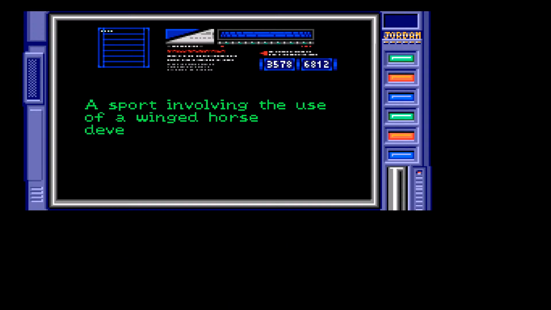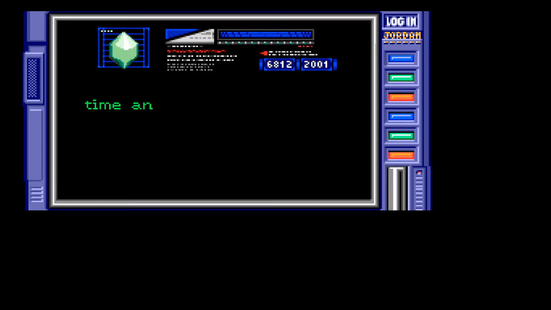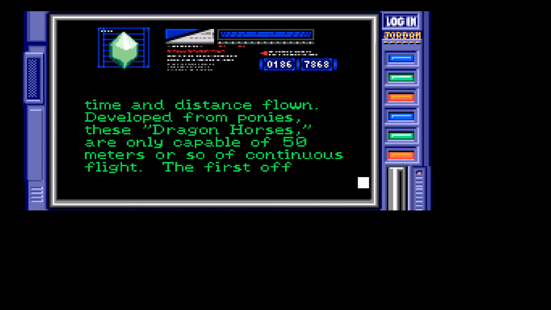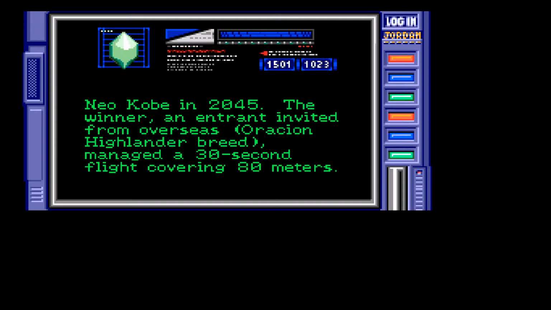Dragon horse. A sport involving the use of a winged horse developed through bioengineering. Originally popular among the British upper class, participants compete for the longest time and distance flown. Developed from ponies, these dragon horses are only capable of 50 meters or so of continuous flight. The first official competition took place in Nyokobe in 2045. The winner, an entrant invited from overseas, Eurasian Highlander breed, managed a 30-second flight covering 80 meters.